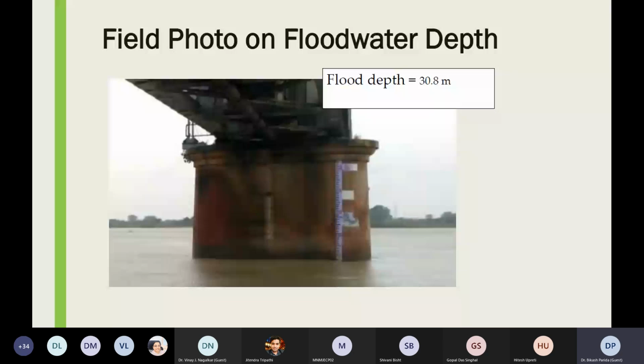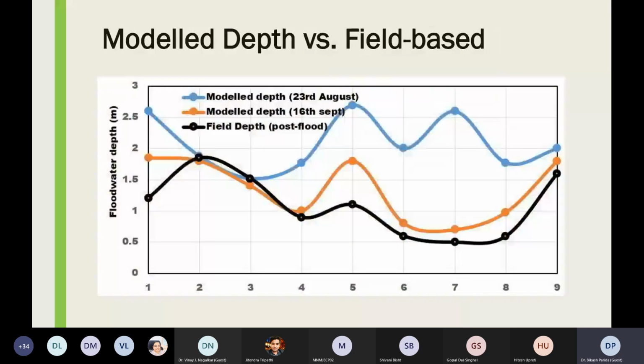And this is the comparison of the model depth with respect to the field-based data that we collected. What we see here is the blue curve, the model depth we have computed for 23rd August. We also computed for 16th September, because we did the field work near 16th September. Since we did it after 1 month, we try to evaluate at least for 16th September: after 1 month of flood, how well the model calculation is capturing our field-based data sets.